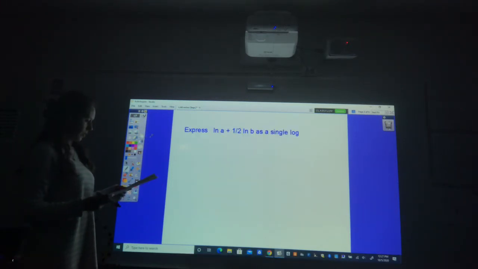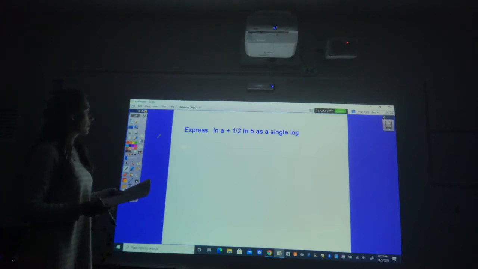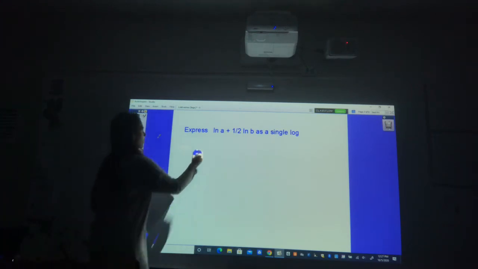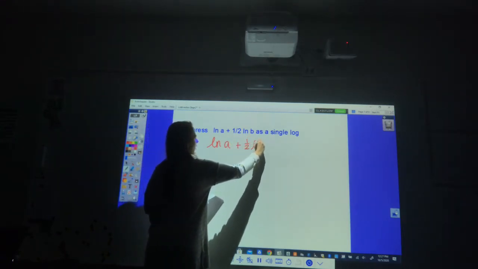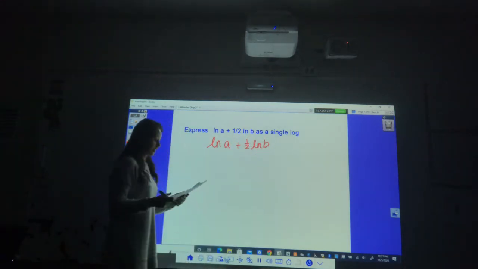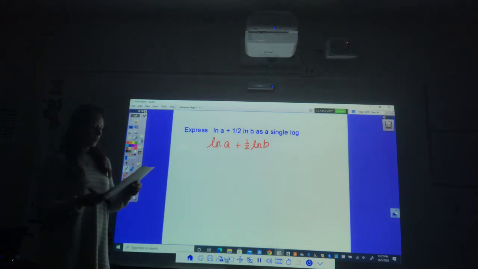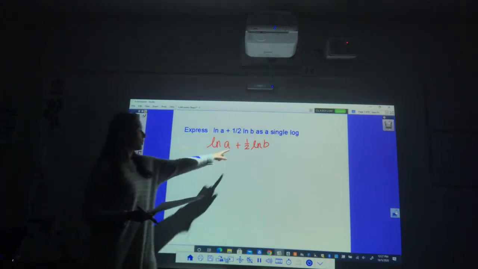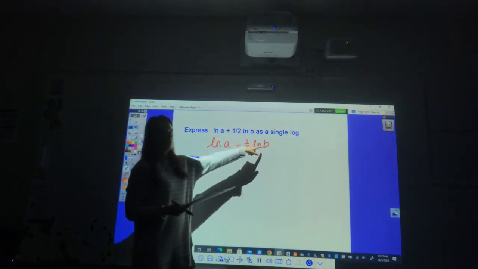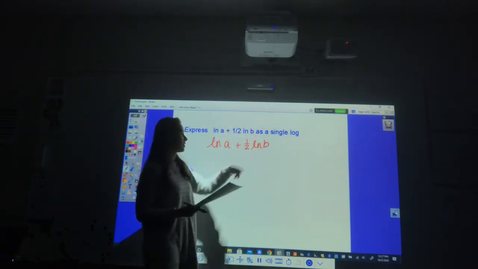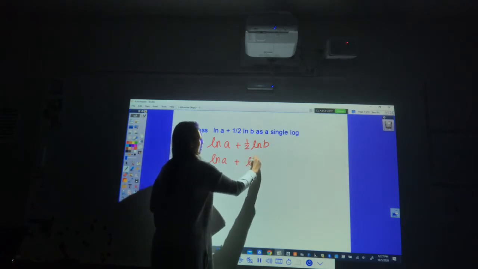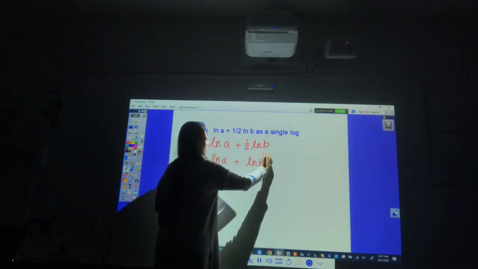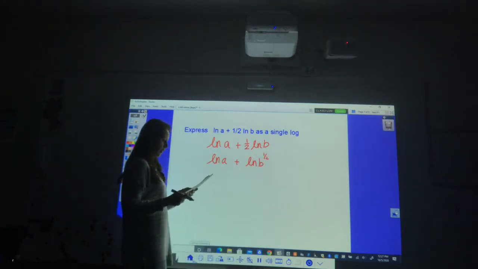We're going to do another example. We're going to express this as a single log. First of all, I'm just going to rewrite this: natural log of A plus 1/2 natural log of B. Let's write that as a single log. What we learned is if you have a number in front of a natural log, you can write that as an exponent. So natural log of A plus natural log of B to the 1/2 power. You could write it like that.